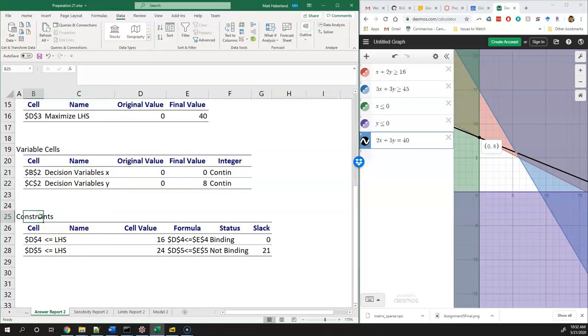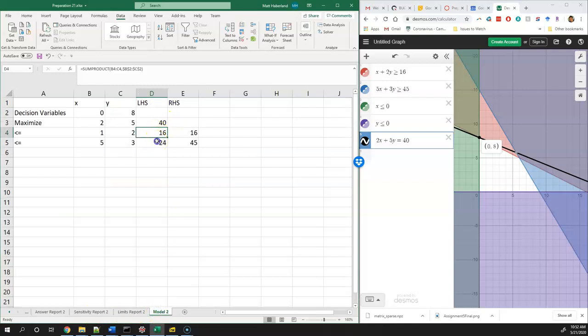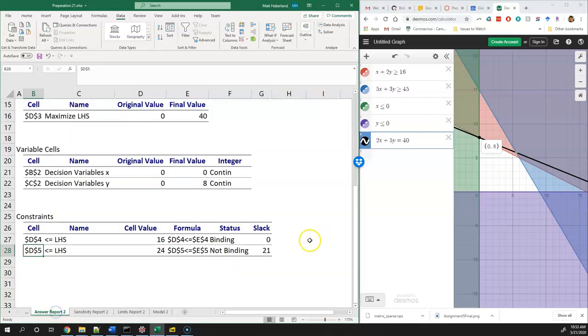Additional constraints, information about them. We have D4 is less than or equal to the left-hand side. D5 is less than or equal to the left-hand side. What were these? D4 and D5. Okay, so this constraint here, you can see that the left-hand side, 0 times 1 plus 8 times 2 equals 16. That's the left-hand side. It is satisfied with it. The less than or equal to constraint between the left-hand side and the right-hand side is satisfied with an equality. That means that the constraint is binding. It is affecting our optimal solution.